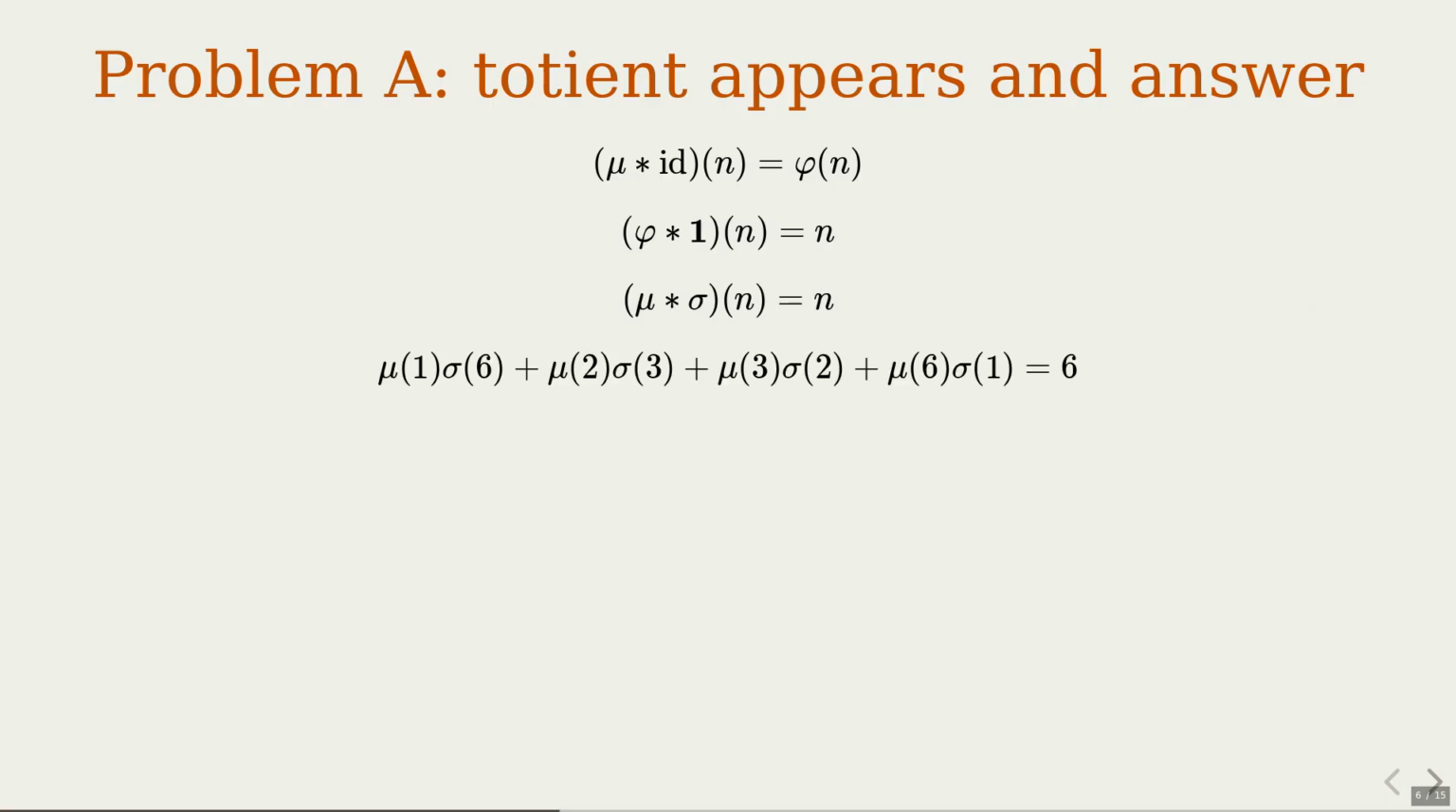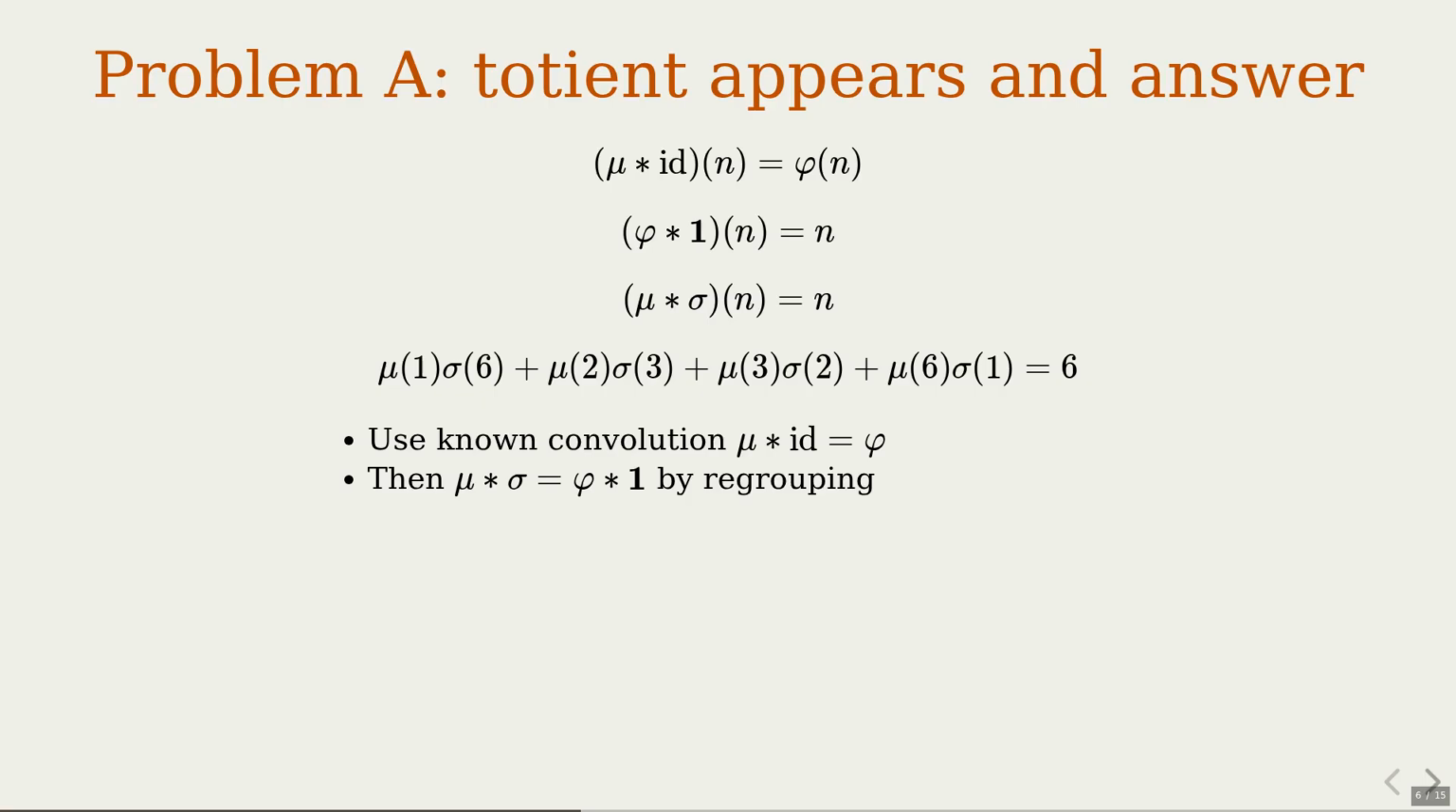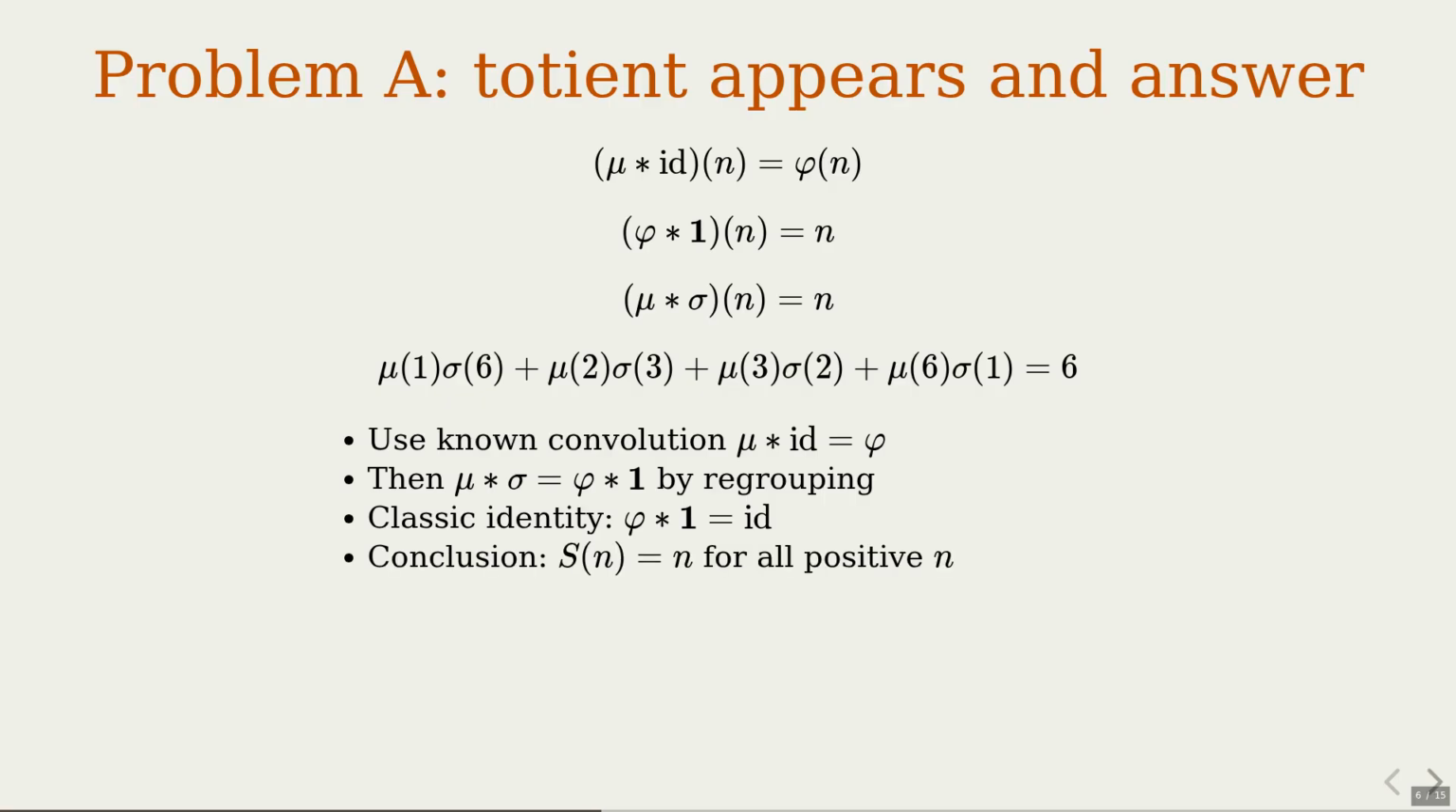For n equals 6, the terms are 1 times 12, minus 1 times 4, minus 1 times 3, plus 1 times 1, which really does give 6. The first key memory item is that mu star identity equals Euler phi. Because sigma is identity star 1, regrouping gives mu star sigma as phi star 1. And we know that phi and the constant 1 function convolve to the identity that returns n. So all the structure in the sum collapses, and the final answer is simply S of n equals n.